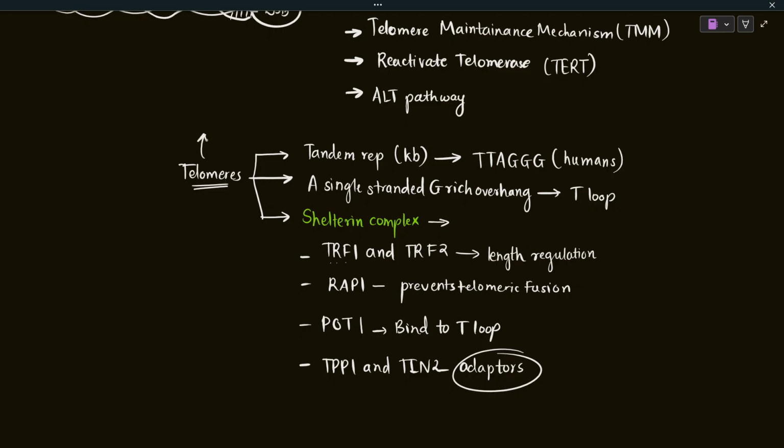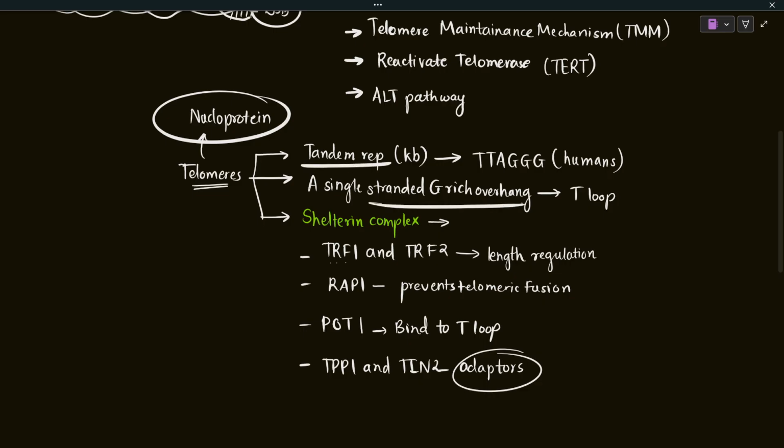So telomeres are actually nucleoprotein complexes, right? They are nucleoprotein structures found at the ends of the chromosome. These ends have tandem repeats, a single-stranded G overhang which can form a T loop, and a sheltering complex that is composed of different types of proteins. Those proteins are listed down here. So this is what telomeres are composed of. This will be helpful because it tells us how they are able to protect the ends.